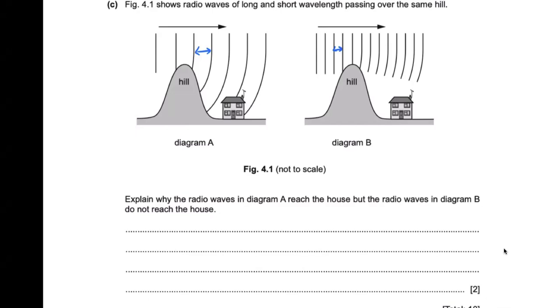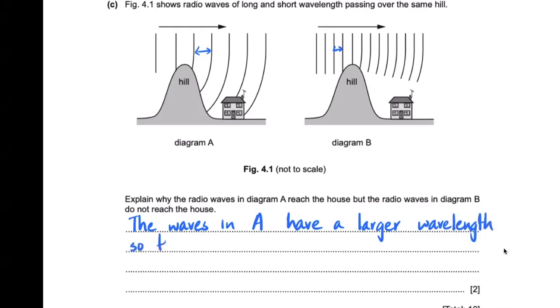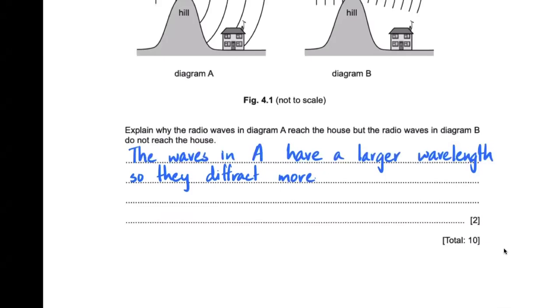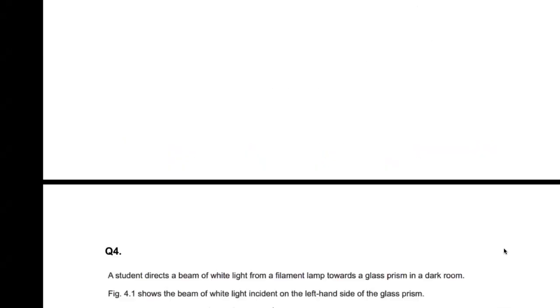So you would say that the waves in A have a larger wavelength so they diffract more to reach the house. Easy. Or you can also say that in B they have a smaller wavelength, so they do not diffract as much and they do not reach the house.